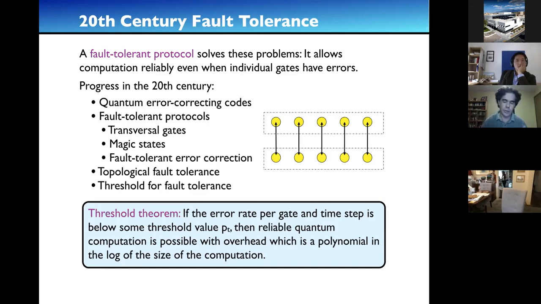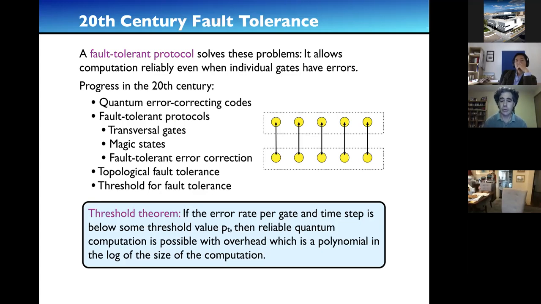And we also came up with methods of fault-tolerant error correction that allowed us to do these error correction cycles even when the gates that were used to do them were not perfect. And in the 20th century, we also invented topological codes, which are so far playing a big role in 21st century fault tolerance, and proved the threshold theorems, kind of the capstone of 20th century fault tolerance and really of all of the theory of fault tolerance.